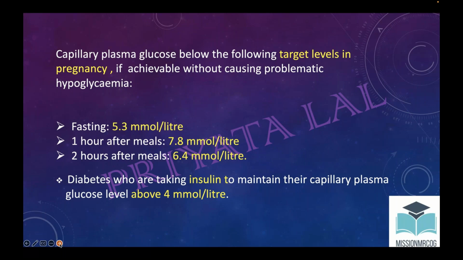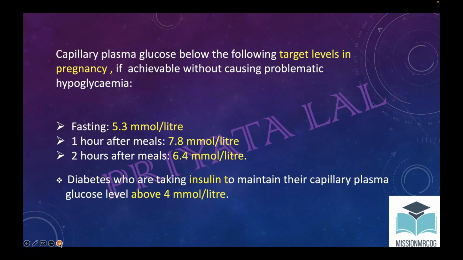Second number, what we read in the diagnosis of GDM, that was very easy. I asked you to remember 5, 6, 7, 8, that is fasting and 1 hour. Now these are the third target that you have to remember. So these are the targets that have to be achieved when the patient is pregnant.